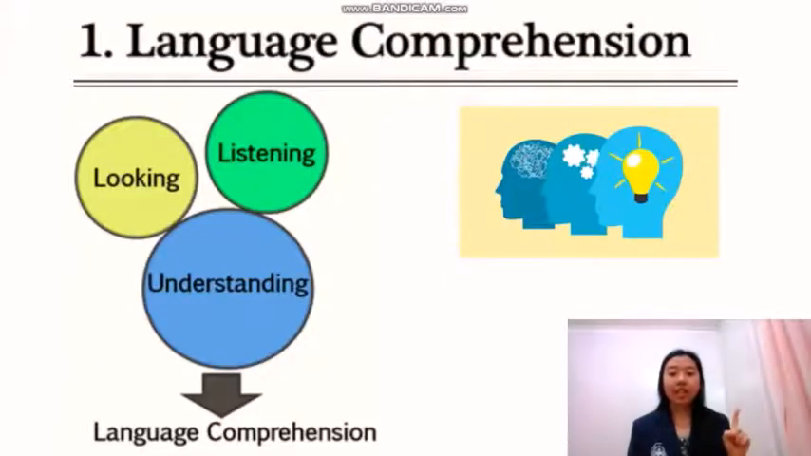The first one is language comprehension. Language comprehension is the process to understand a language, including to understand what people are saying, to understand body language, to understand intonation, and also gesture. So there are two keys in language comprehension, which are listening by ears and looking by eyes.